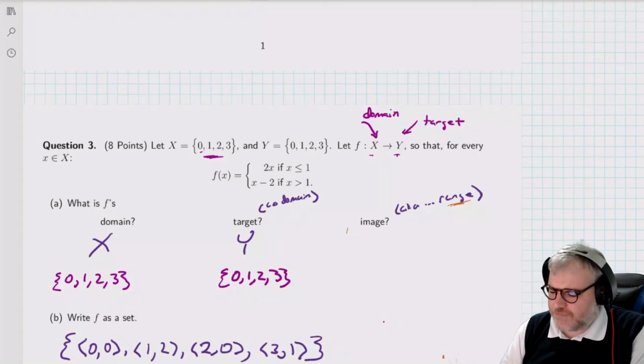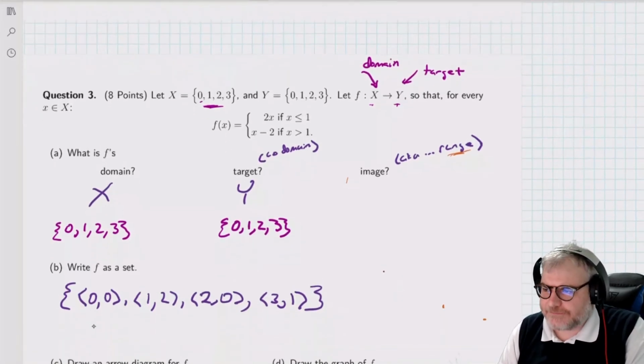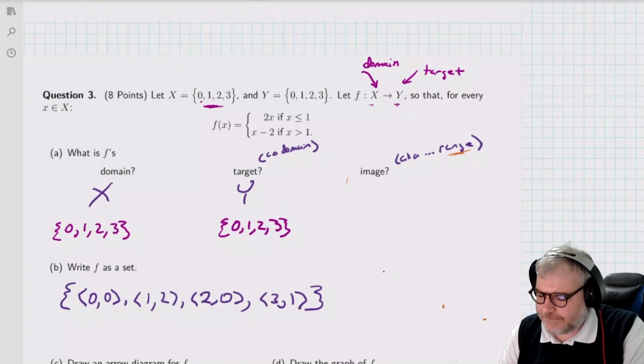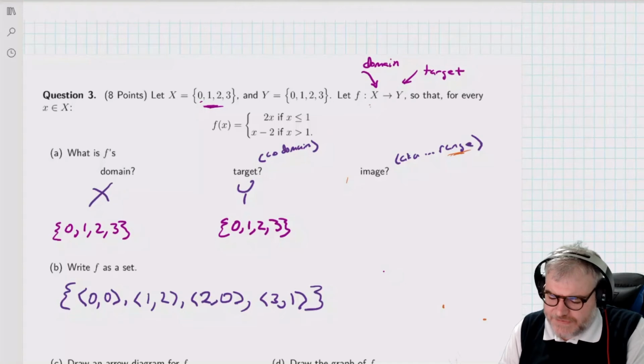Let's hold off on the image for just a second, or the range. Write f as a set. Yeah, the target's y. How do I know? I said so. Write f as a set. Well, if I plug in 0, I use this, I get 0. If I plug in 1, I use this, I get 2. If I plug in 2, I use this rule, I get 0. If I plug in 3, I use this rule and I get 1.